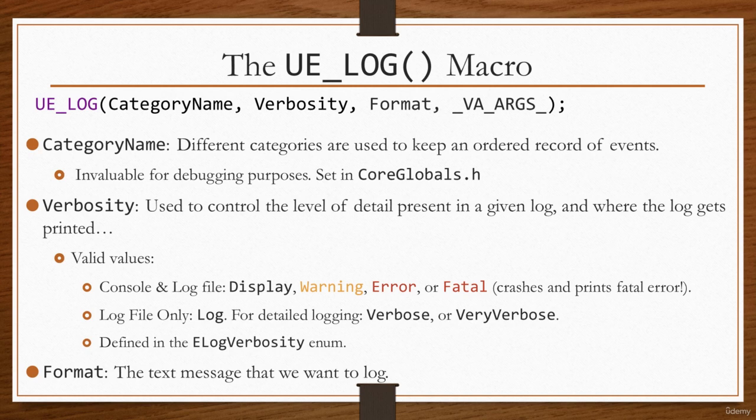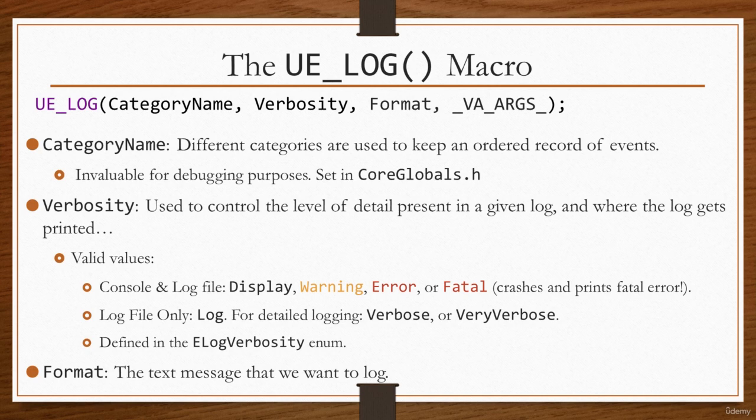But we also have something called verbosity, which is used to control the level of detail present in a given log, because you can print out to the output log in the editor, and you can also print out to a file on disk. The values are defined in an ELogVerbosity enumeration. Valid values that will print to the console and to a log file include Display, Warning, Error, and Fatal. Fatal will actually crash and print a fatal error, so we actually avoid using that. Then we also have some values if you want to log to a file only. So Log, for example. For more detailed logging, you can use Verbose or VeryVerbose.